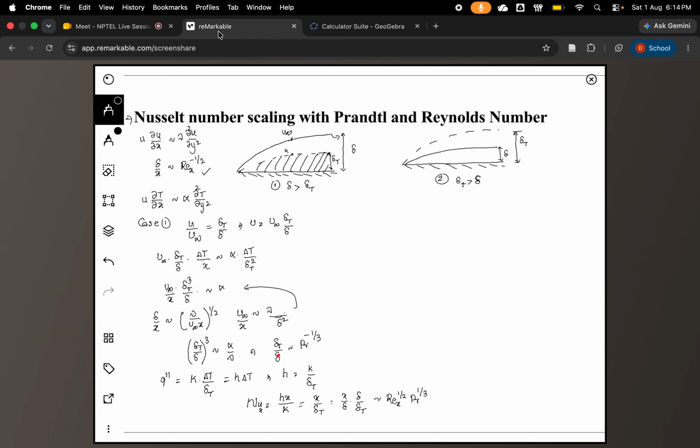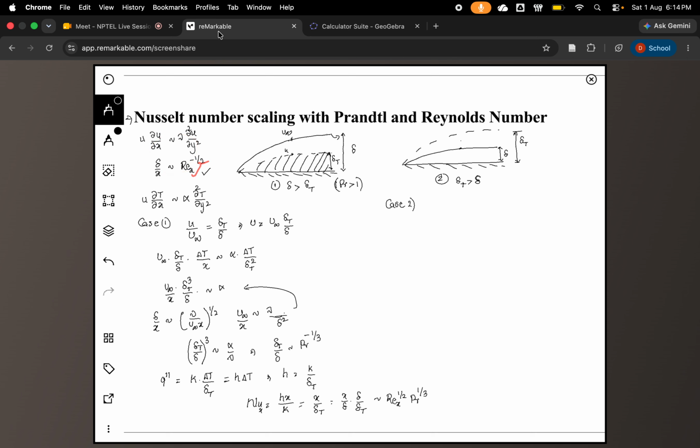As we see here, delta by delta T is proportional to Prandtl number. So if Pr is greater than 1, then delta will be greater than delta T. Now similarly for case 2, this equation remains the same because we are applying at this point, and beyond this point u will be u infinity. So nothing changes in this equation. Delta by x will still scale as Rx to the power minus half.